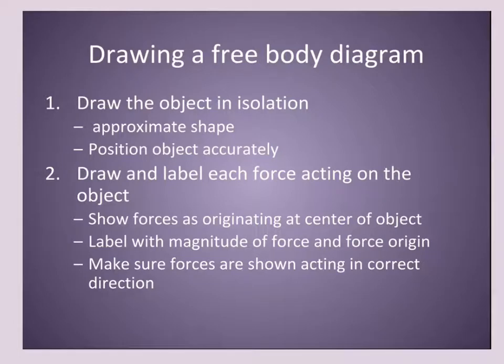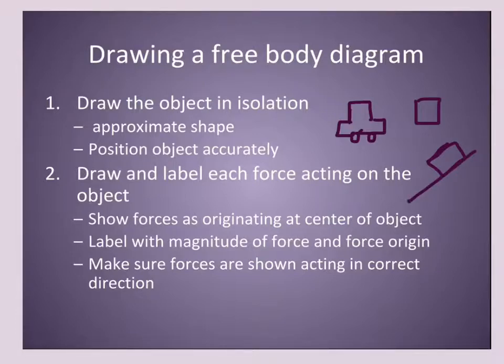So to draw a free body diagram, first you draw the object in isolation. You can either do approximate shape. Cars very often look something like this. Or you can just do very simple boxes, squares, or points. But you try to position the object somewhat accurately. If something is tilted in a certain direction, you'll want to show it tilted. If it's on a ramp, you want to show that.